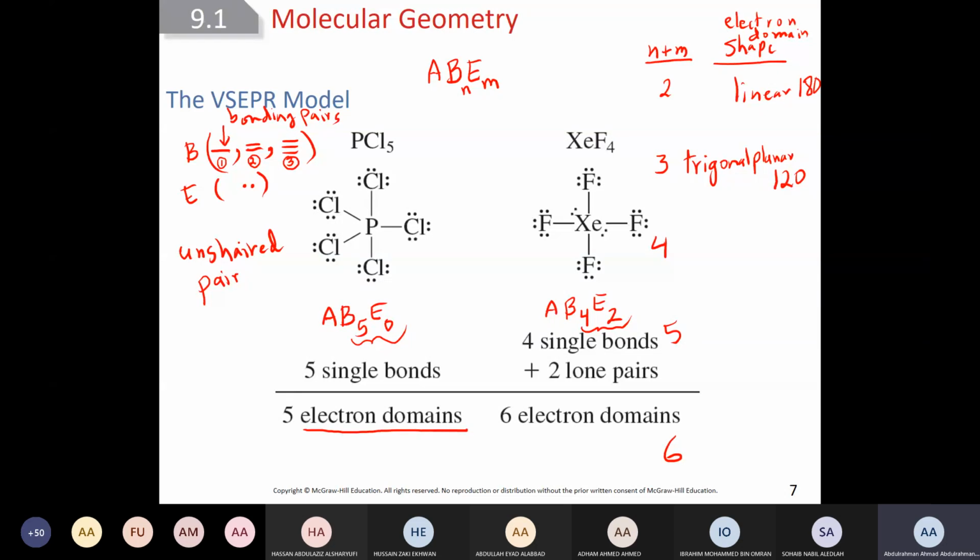If it's 4, what is it? Tetrahedral. You have to memorize the name. What's the angle? 109.5. You must memorize this angle.